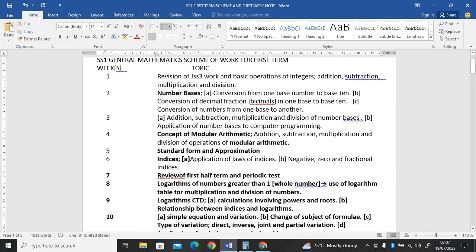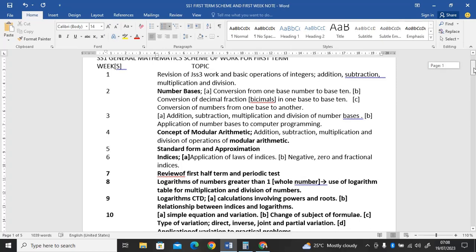Now, the second week we have number base. This is the second week we are going to look at here: from one number base to another. We are going to solve it. We go through the notes, then we solve it one after the other. By the end of this class, you will understand everything on number base and the possible questions that you may be asked in school, or you may be asked in WAEC or GCE.